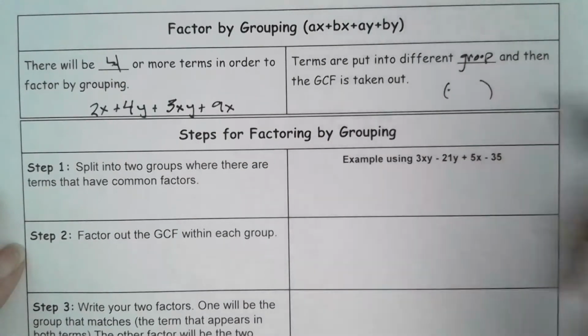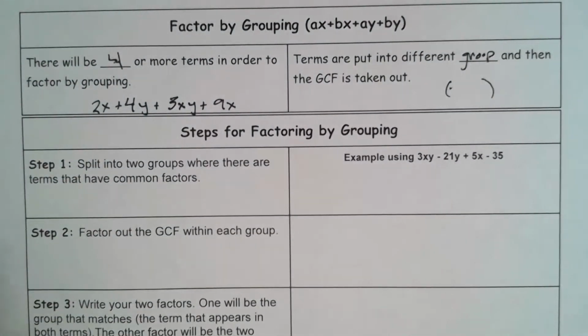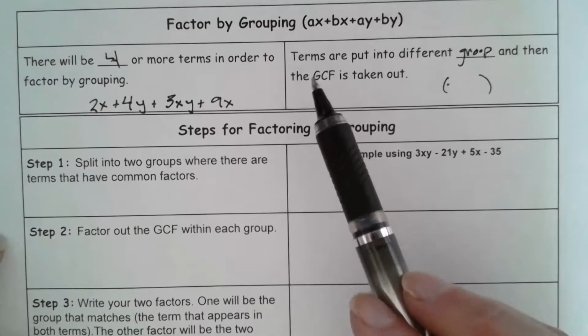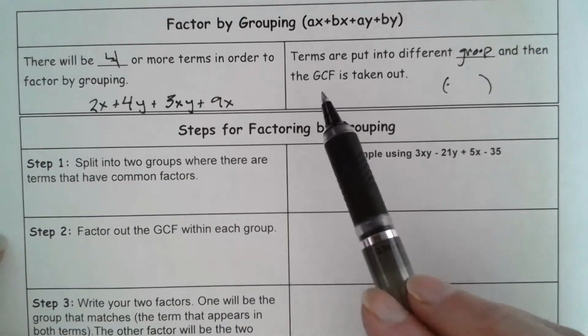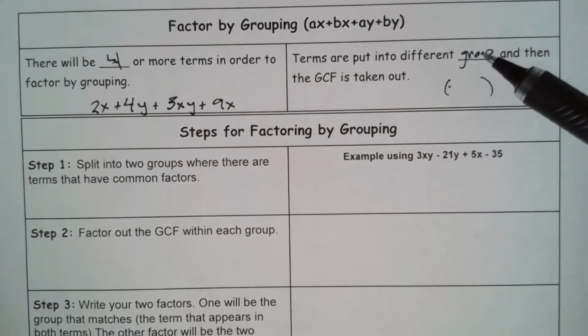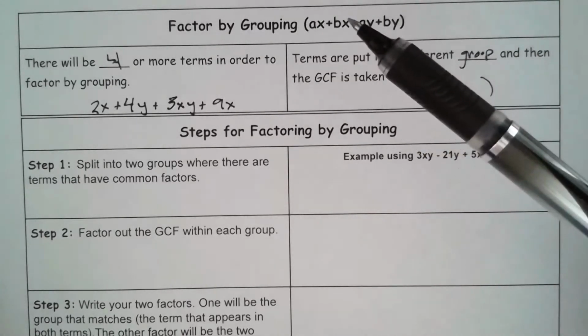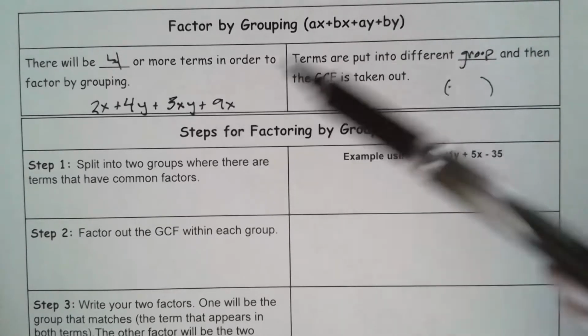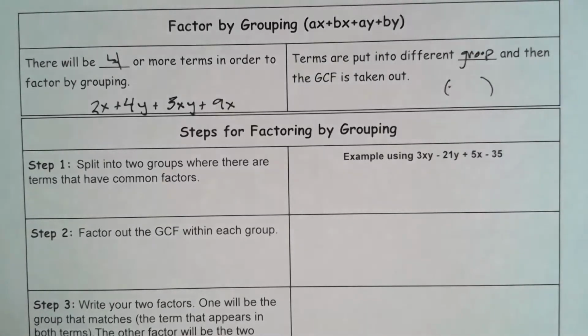Okay, so we're going to group them off in parentheses, and then we're going to take out the GCF. If you remember, the GCF is the greatest common factor. So we're going to take out something that divides both numbers. So we put them into groups, hence factoring by grouping. That's an example of a 4-term polynomial.